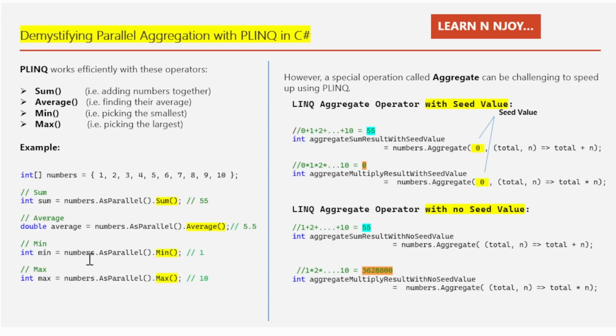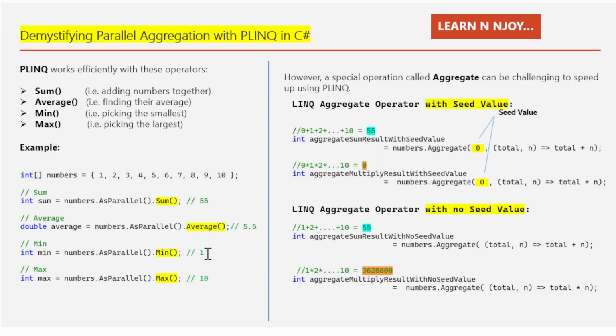Now let's see the min operation. Int min is equal to numbers.AsParallel().Min(). So here again, AsParallel converts the array numbers into a parallel query, and the Min operation is used to find the minimum value among all elements in the array. In 1 to 10, the minimum value is 1. That's what I have written, 1 over here.